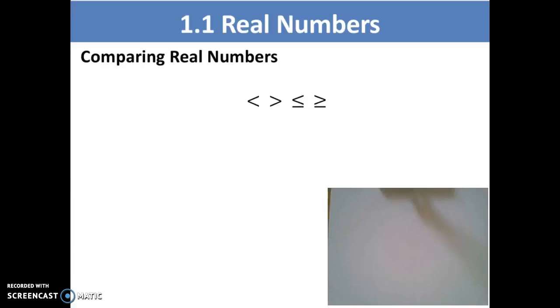Now we may not have a list of numbers to put on a number line. They may just ask us to compare two numbers. And in math, when we compare two numbers, we use our inequality symbols. Let's do a brief review of what these inequality symbols mean.